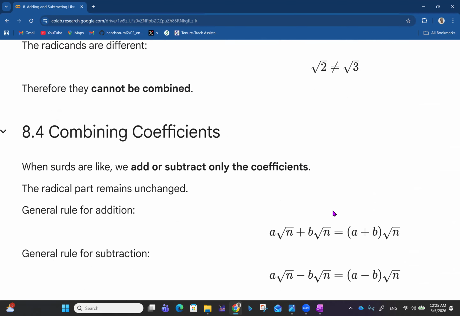Of course, you can multiply, you can divide, but not add or subtract because only like surds can be added or subtracted. So combining coefficients now, when surds are like, we add or subtract only the coefficients. So because the radical parts are the same, we can add and subtract the coefficients. So the radical parts remain unchanged.